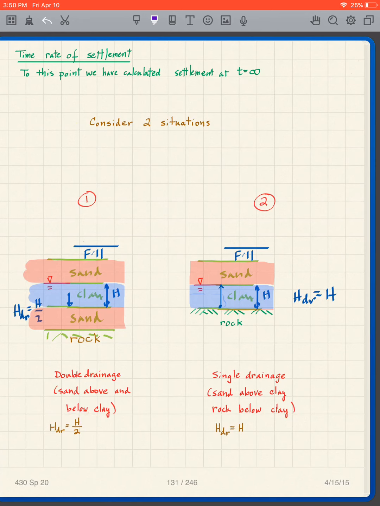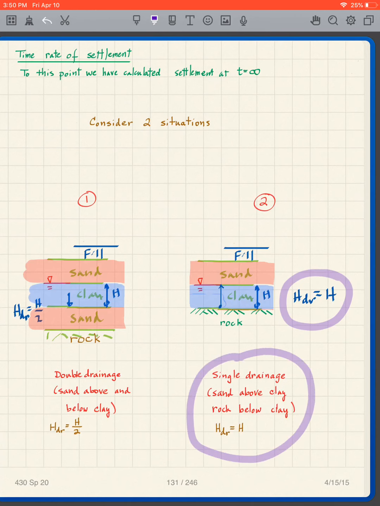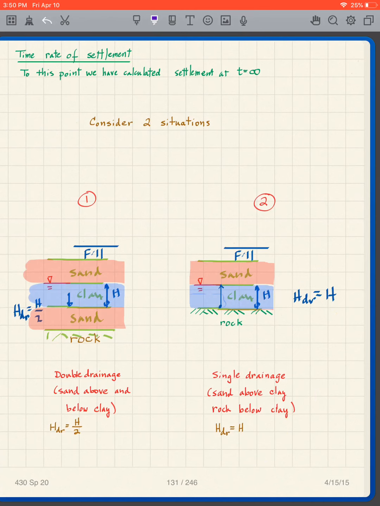For single drainage, we have sand above, rock below the clay. That means that the worst case particle is at the bottom of the clay, and it has to go all the way the full distance, H, to get out into the sand. So in that case, HDR is H. Single drainage. Sand above clay, rock below. Again, it could be gravel above the clay. It could be silt instead of clay.